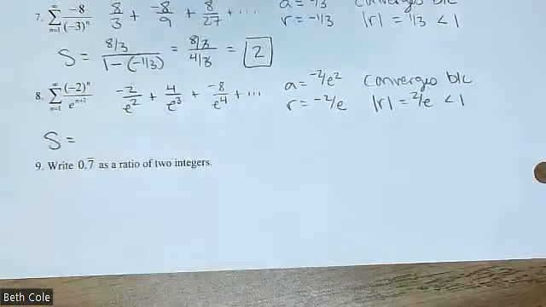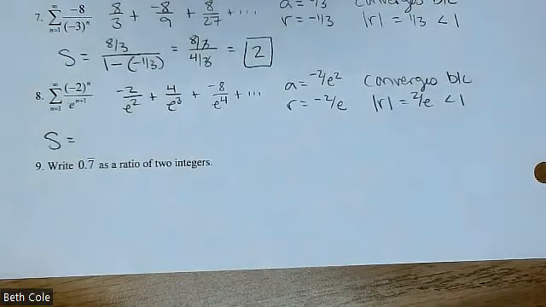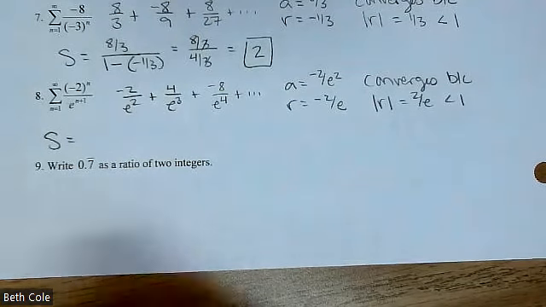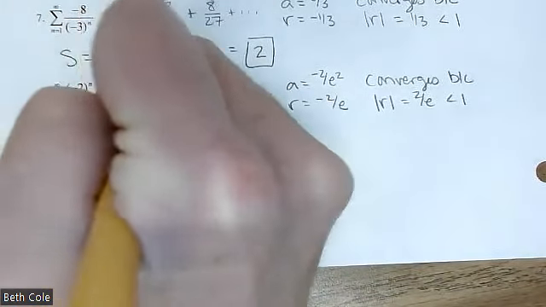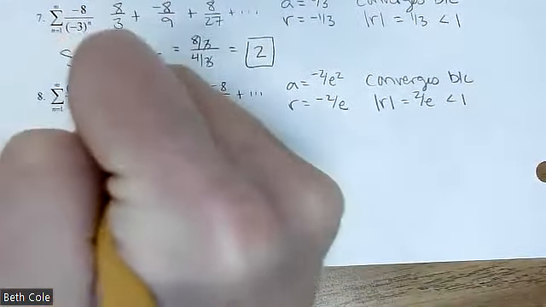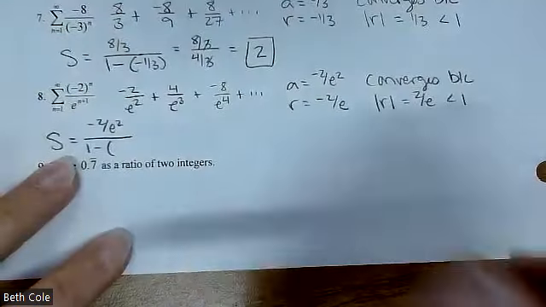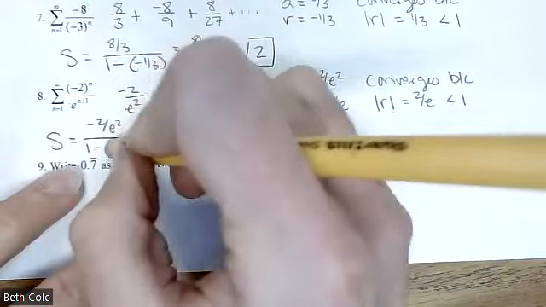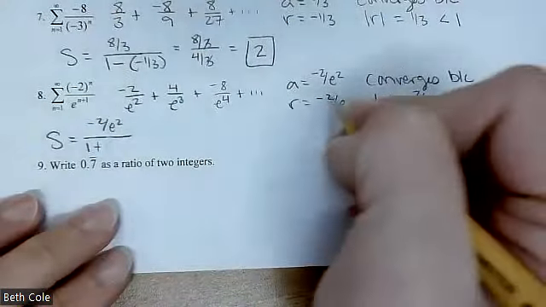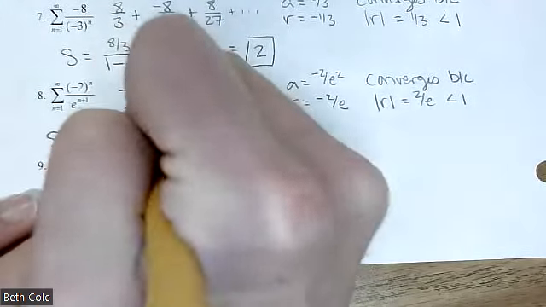So we're going to actually work this. This one's going to be a little messy, but it'll be all right. So it'll be a, which is negative 2 over e squared, over 1 minus negative. Can I write 1 plus? You know it's 1 minus, right? But the negatives are going to cancel. You're grown up enough to handle that. All right, so 1 plus 2 over e.